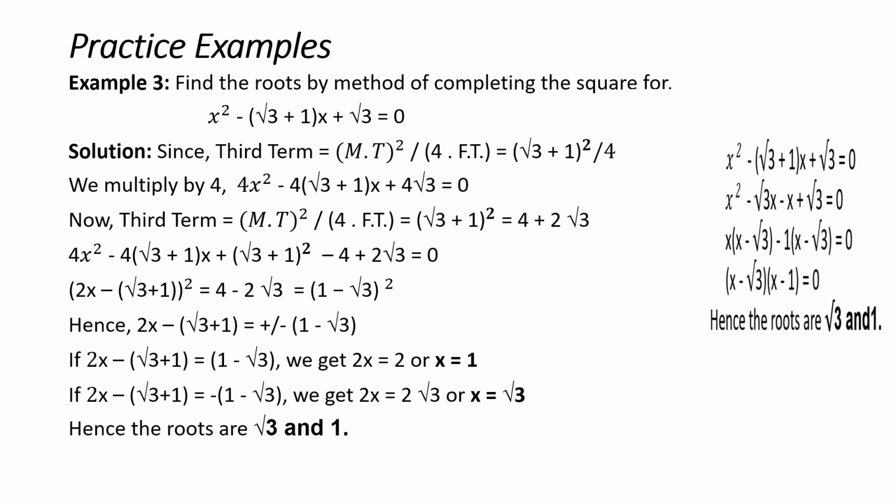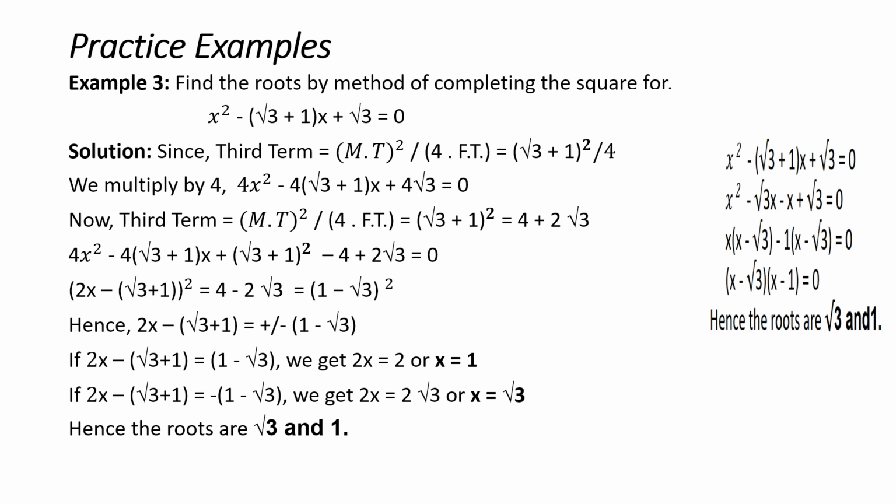Now again, what is 4 − 2√3? It can be written as (1 − √3)². You can verify. It is 1 + 3 − 2√3, which is 4 − 2√3. So now on the left hand side we have a square, and on the right hand side also we have a square. So we can equate both the squares. So 2x − (√3 + 1) is equal to ±(1 − √3), because you know square means it can be plus or minus.